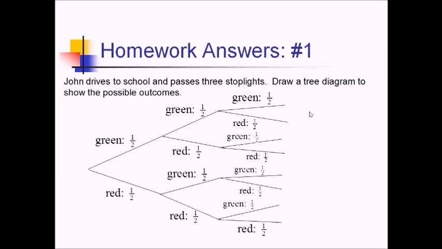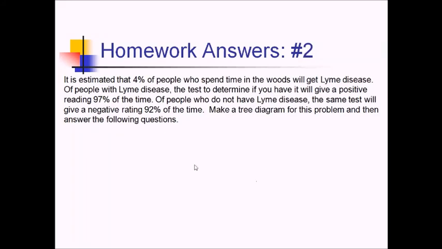So at the very end of this, what's the probability that he went green, green, green? Well, that's 1/2 times 1/2 times 1/2, which is 1/8. And all of these other leaves have the same probability, so this is 1/8 all the way down. And just as a quick check, if you add up these 8/8, that does indeed come out to a probability of 1. For number 2, we're talking about Lyme disease.